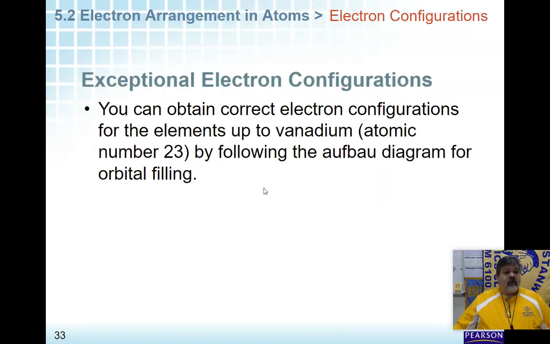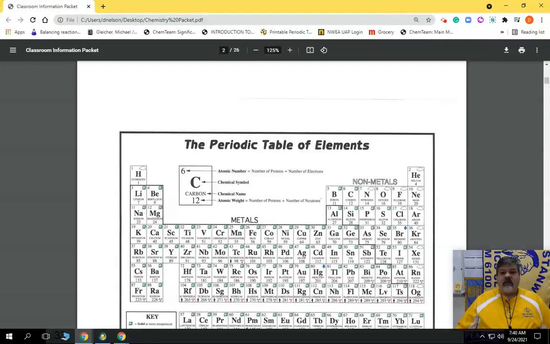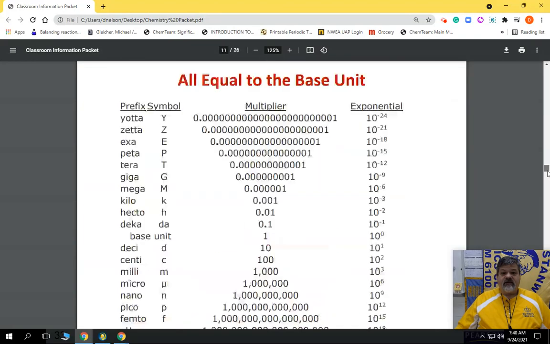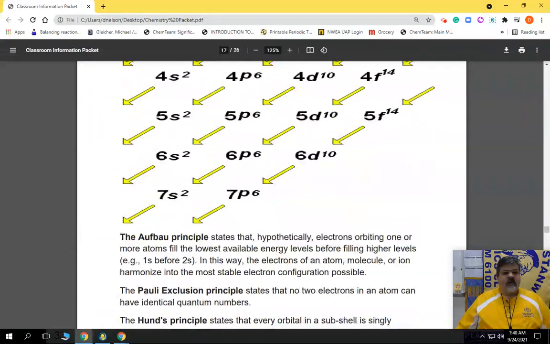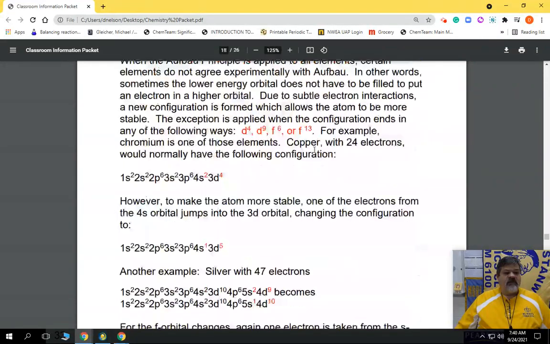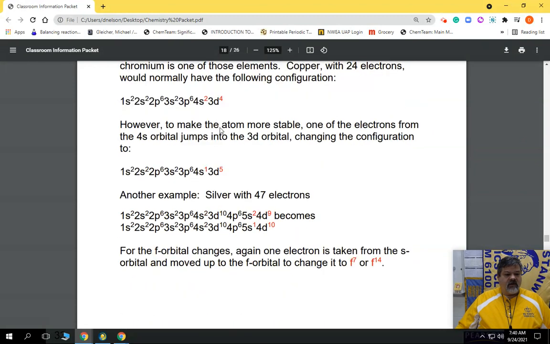So we do have some exceptions to the electron configuration rule. I'm going to pull over here and talk about them real quick in the packet, because again, everything is in the packet. So we have the rules right here, and we have the exceptions. Here are the exceptions, and I'm going to go over them.